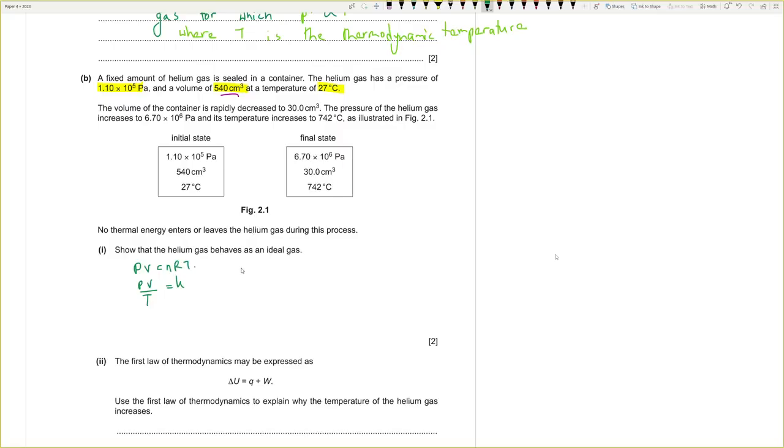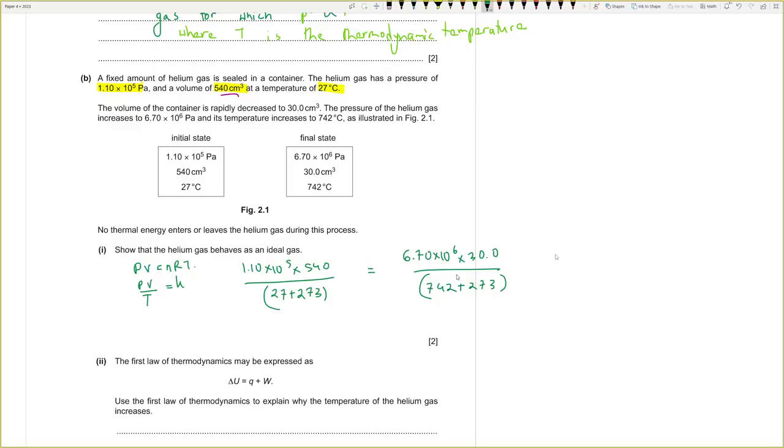So let's equate them. On the left hand side, we have 1.10 times 10 to the power 5 times 540 divided by the thermodynamic temperature, 27 plus 273. And on the right side, we have 6.70 times 10 to the power 6 times 30.0 divided by 742 plus 273. I did not bother converting cm cubed to meter cubed because it would cancel out on both sides.